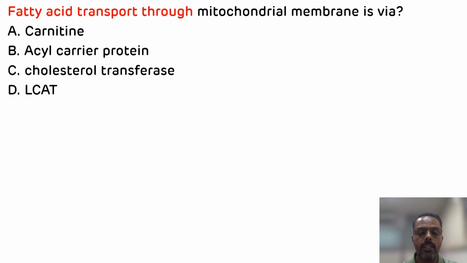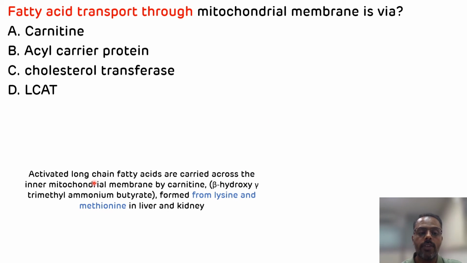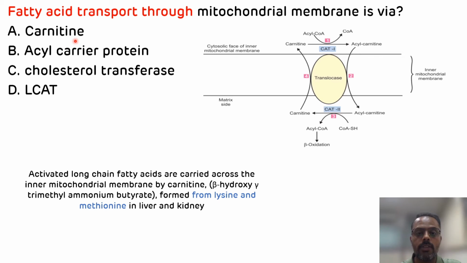Fatty acid transport through the mitochondrial membrane is via, and the options are carnitine, acyl carrier protein, cholesterol transferase, and lecithin cholesterol acyl transferase. So the activated fatty acid is transported to the inner mitochondrial membrane via carnitine, and this carnitine is synthesized with the help of two amino acids, lysine and methionine. It is also known as beta hydroxy gamma trimethyl ammonium butyrate. Fine. So this is the correct answer A, carnitine.